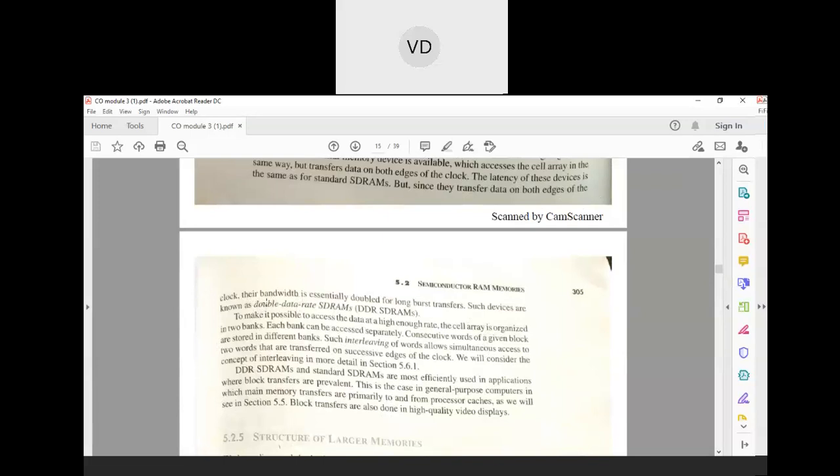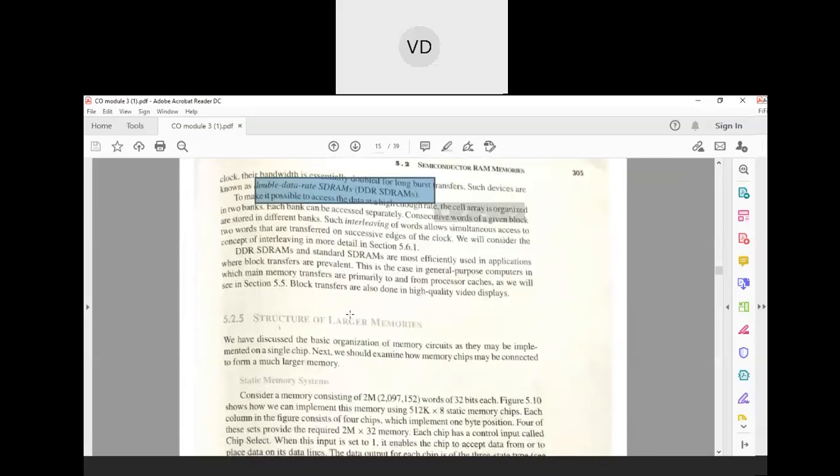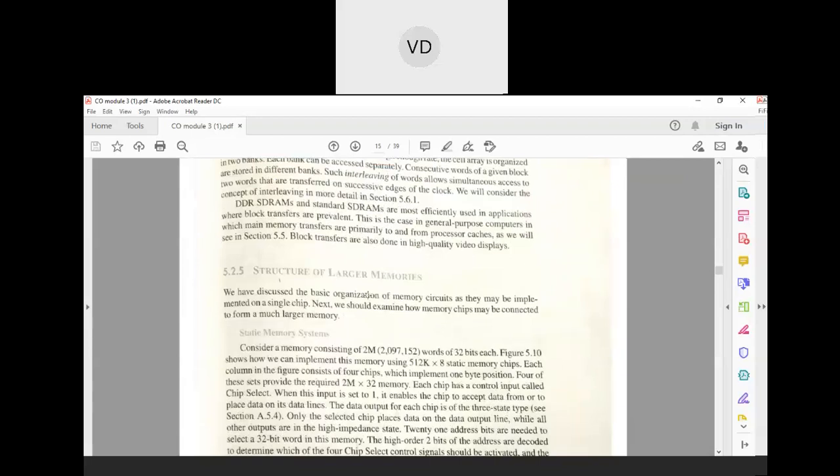Such devices are known as double data rate synchronous dynamic RAMs. Double data rate means they can read and write the data on both the edges, rising edge and falling edge as well. So they are called double data rate devices. This much is enough for this one. Next we'll be studying the structure of larger memory.